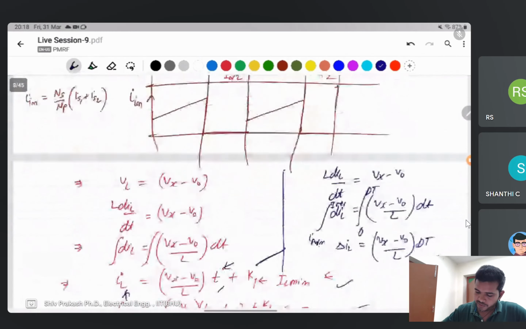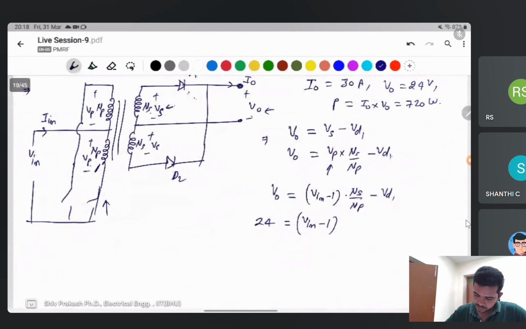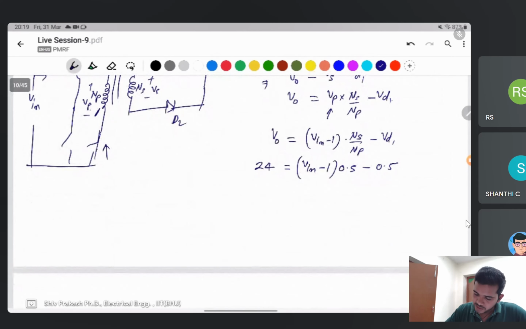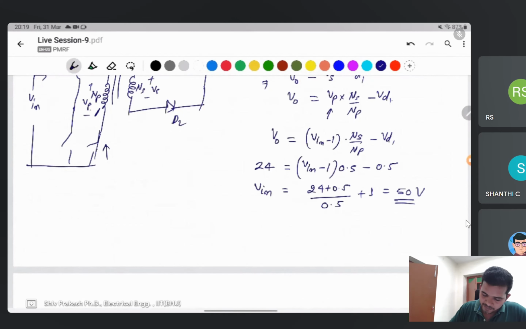Then take 0.5 here, and the diode voltage drop is 0.5, given. Then what is V in? V in is equal to (24 plus 0.5) divided by 0.5, plus 1, which is equal to 50 volt. You find V in, the input voltage, as 50 volt.